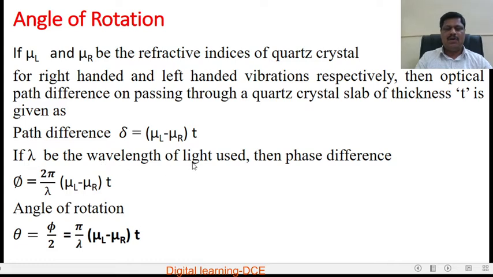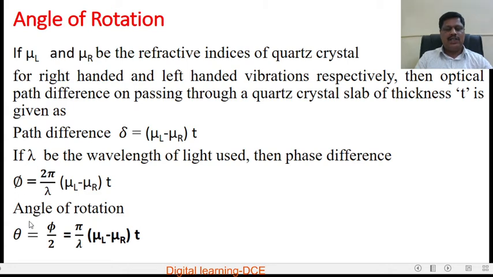If lambda is the wavelength of light used, then the phase difference phi is equal to 2 pi by lambda into the path difference. The path difference is given by mu L minus mu R into T. So phi is equal to 2 pi by lambda into mu L minus mu R into T. So the angle of rotation is given by this angle phi.